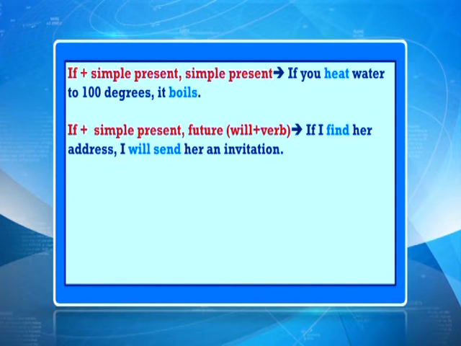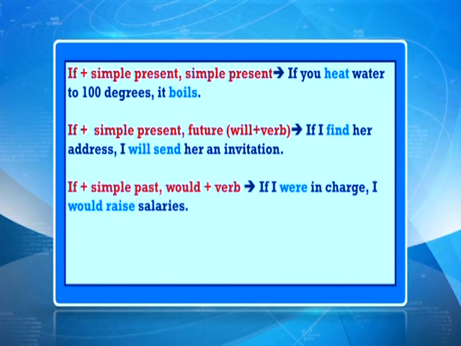It is likely. The situation is more likely to happen. Okay? If the situation is unlikely to happen, then we use this structure: if followed by simple past, and then in the second part of the sentence we use would plus verb. The example sentence reads, if I were in charge, I would raise salaries. Okay? So this is unlikely to happen. So you use if I were you, for example. It is unlikely that I would be you, right?